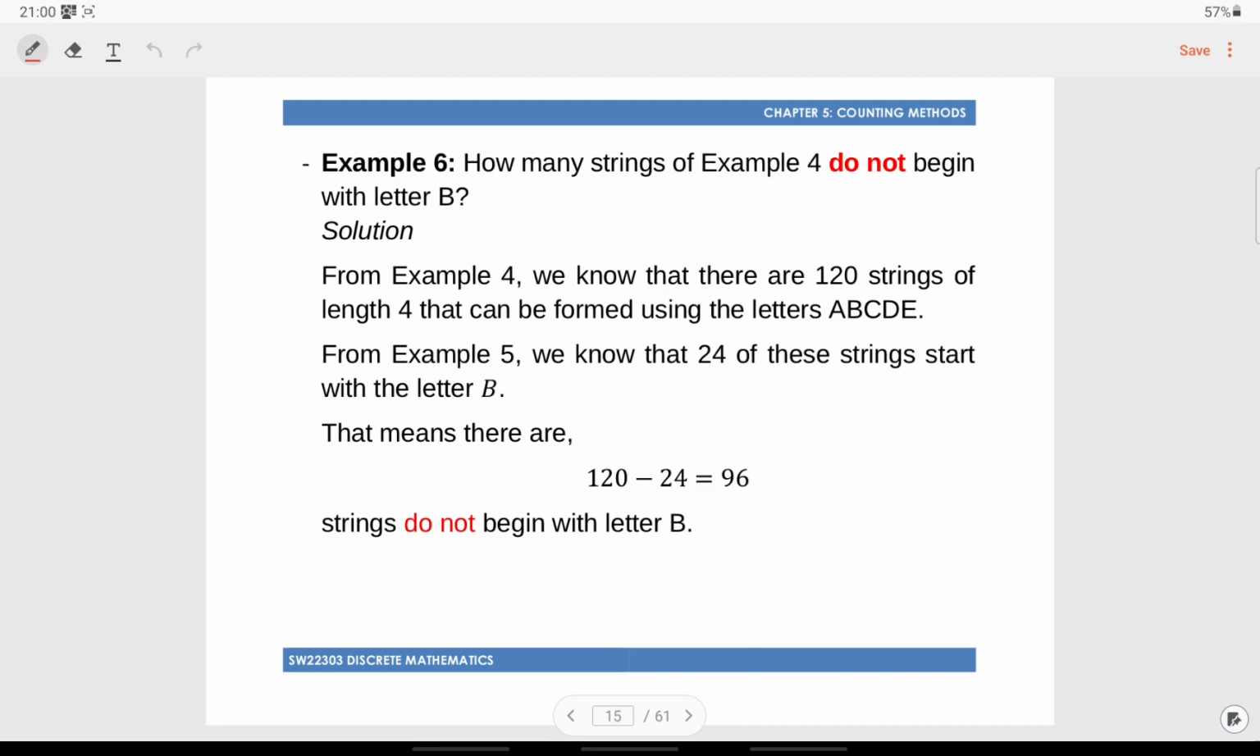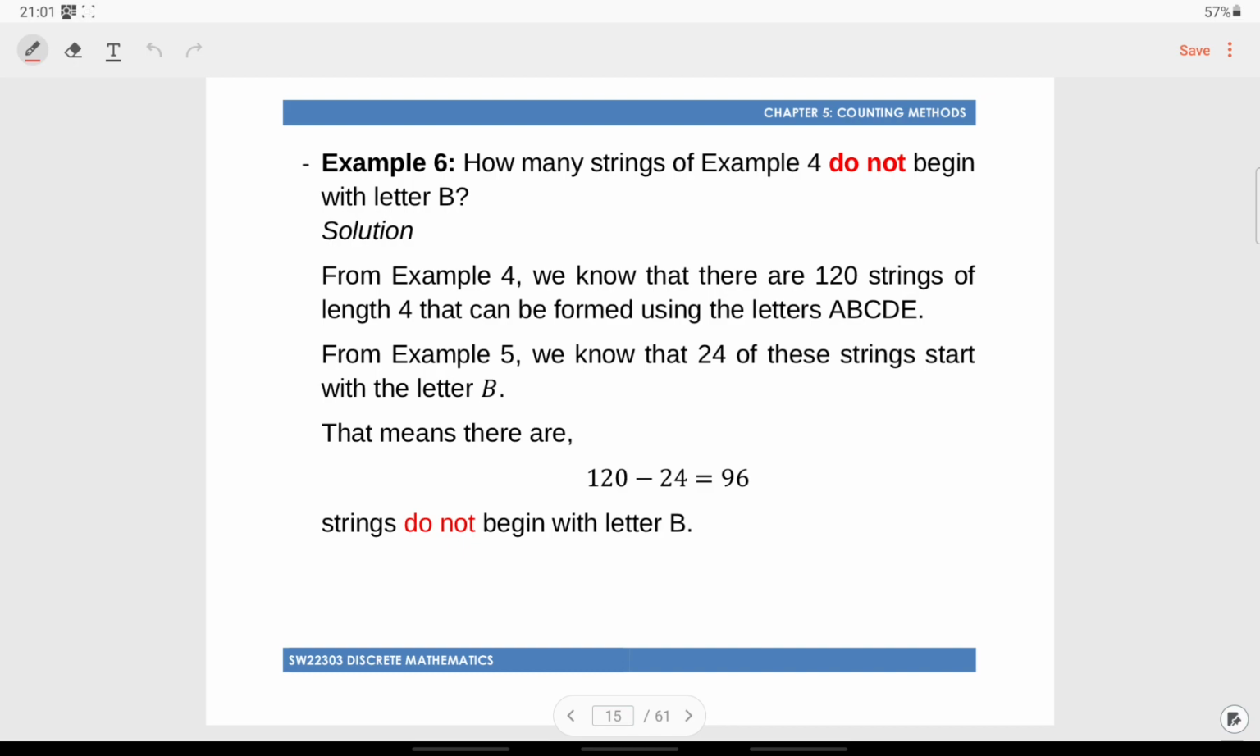We know that there are 120 different strings of length 4 that can be formed by using the letters A, B, C, D, and E. So that means with a string of length 4 with combinations of the letters A, B, C, D, and E, there are 120 different strings. Okay, and in example number 5, we put a condition where the first element in the string must be the letter B.